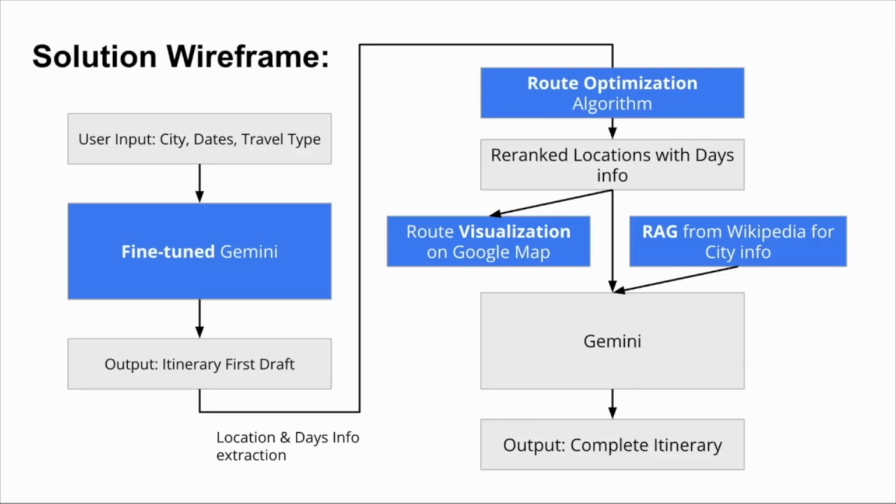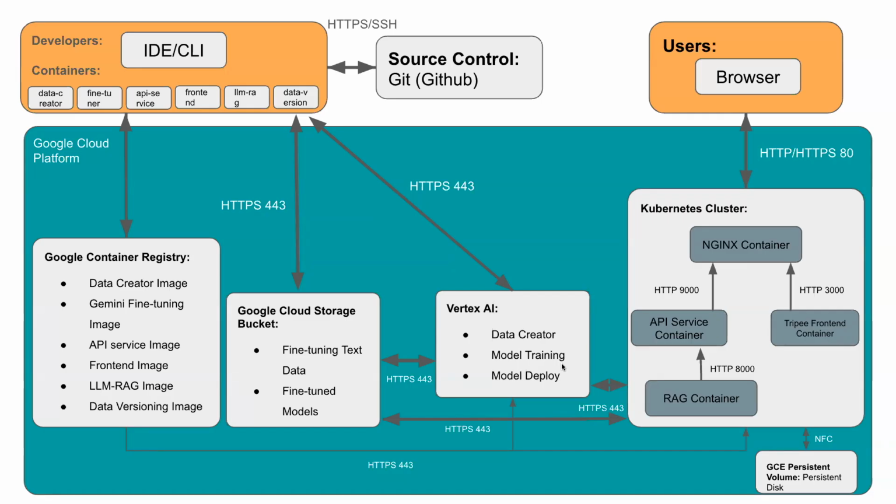diverse user needs. Okay, so going over our technical architecture, starting on the left with our application containers, we have containers for the data creator, fine tuner, API service, front end, LLM RAG, and data version. We are packaging these into Docker images that are pushed to a registry. Going to the right side, we can see that Kubernetes is used for orchestration.